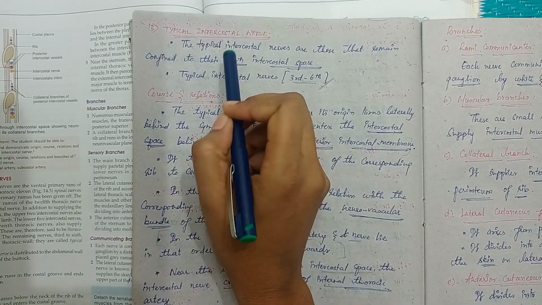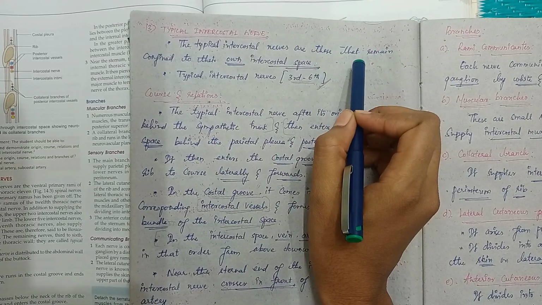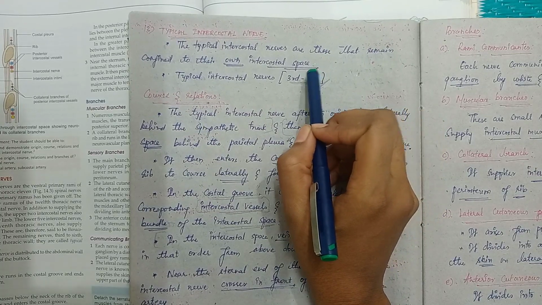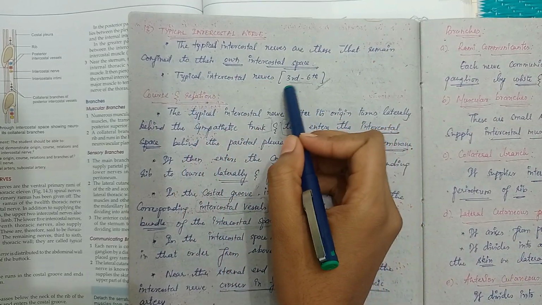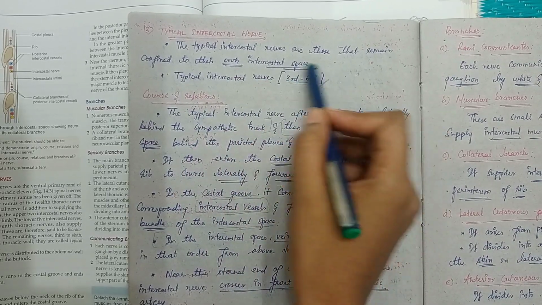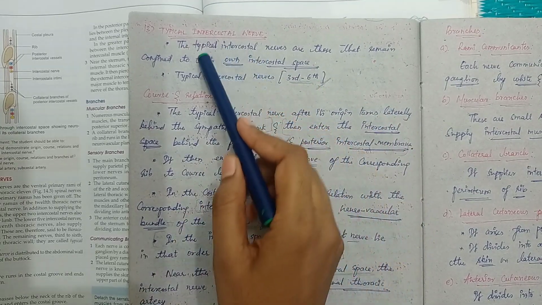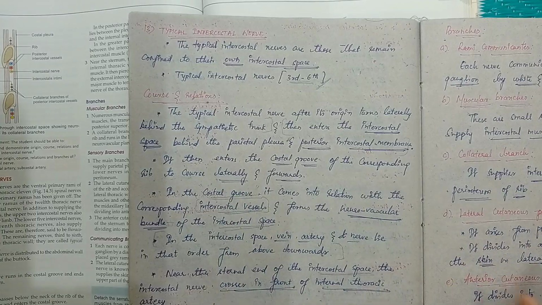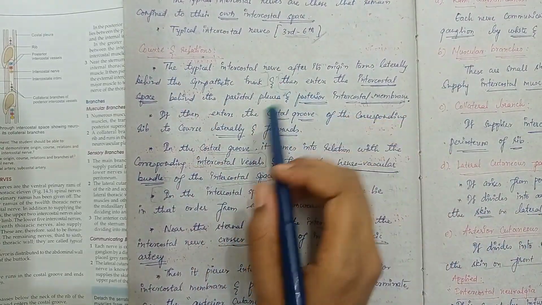So the introduction: the typical intercostal nerves are those that remain confined to their own intercostal spaces. So the typical intercostal nerves are third, fourth, fifth, and sixth. Third to sixth intercostal nerves, confined to their own intercostal space. So this is the introduction, and now the course and relations.